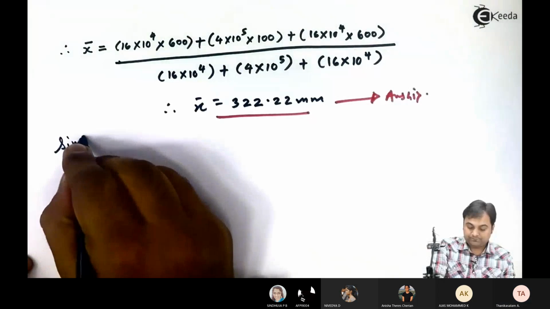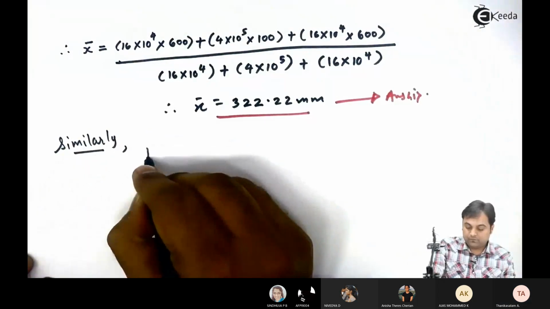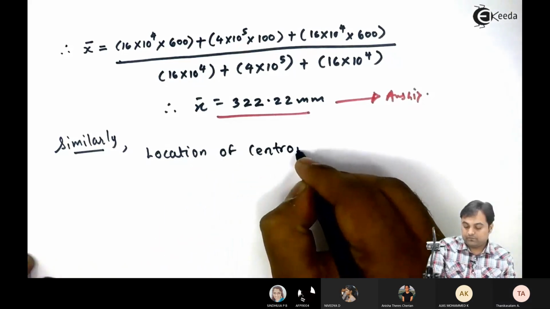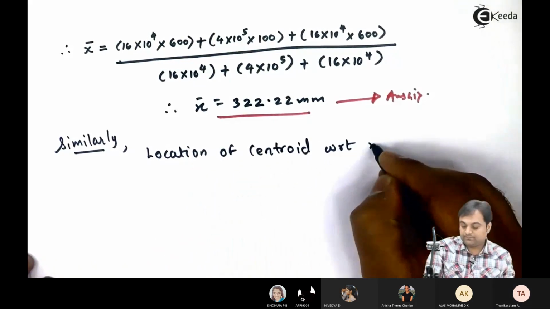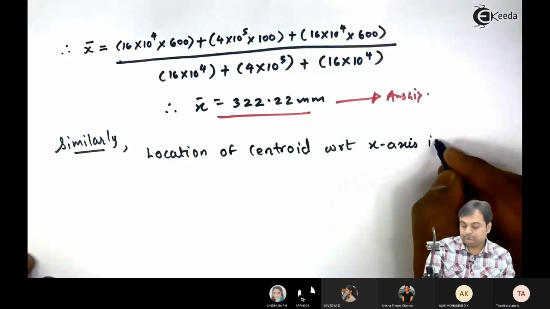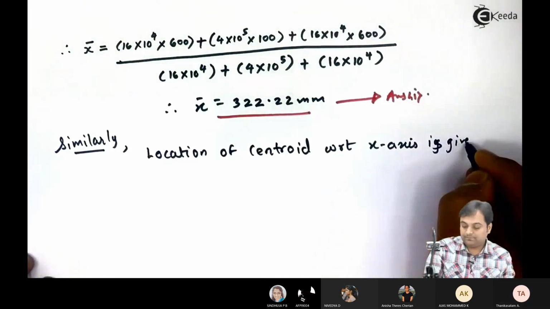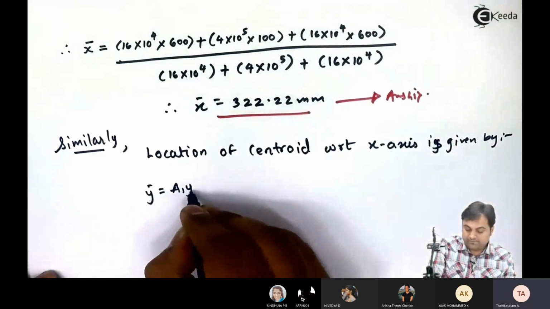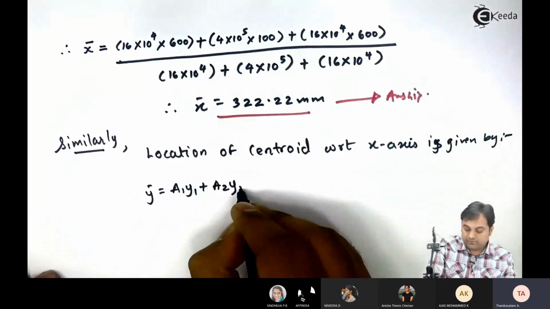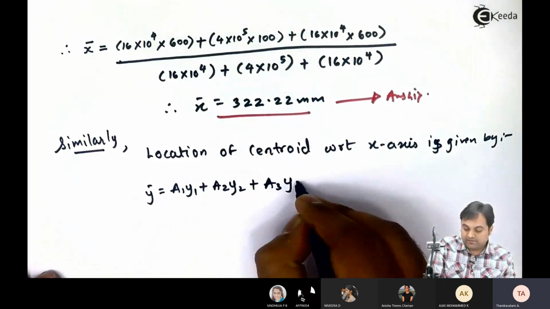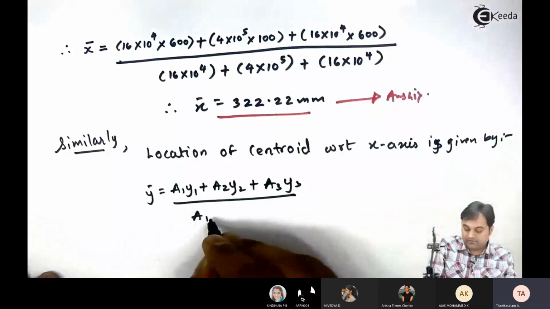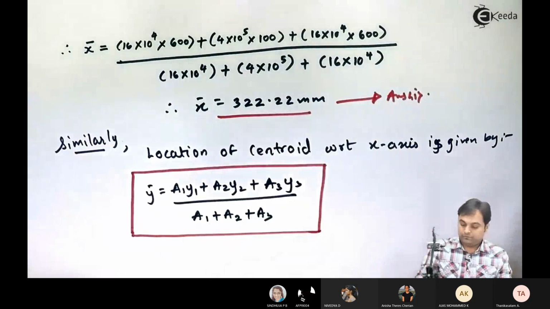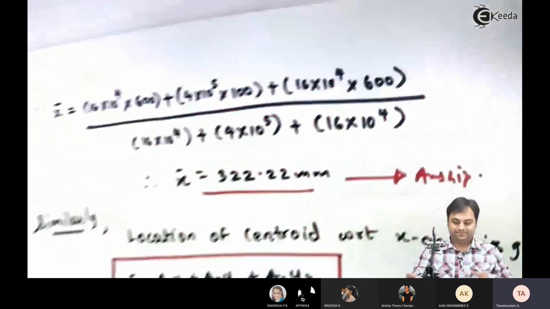Similarly, location of centroid with respect to x-axis is given by y bar is equal to a1 y1 plus a2 y2 plus a3 y3 divided by a1 plus a2 plus a3. So here I'll put the values on the next page.